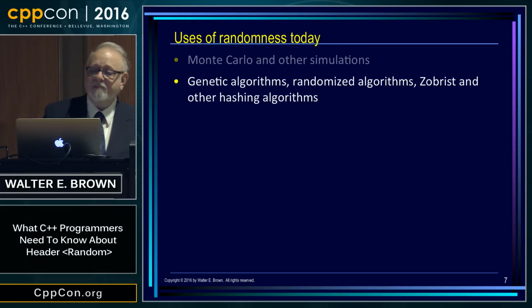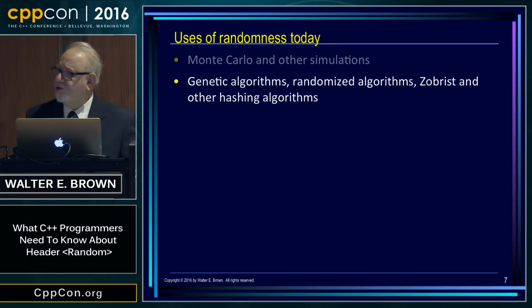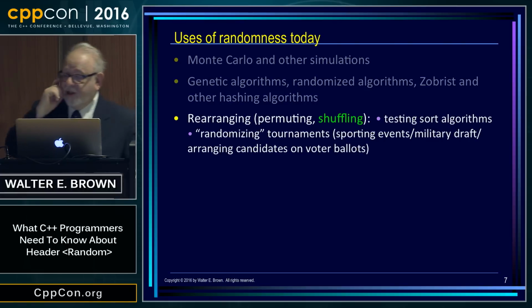There are genetic algorithms, randomized algorithms, hashing algorithms. Not too many people, I've discovered, know about something called Zobrist hashing. It's interesting. It applies to board games, for example. Rearranging, which most of us know better as shuffling, is a very common application of randomness. For most of us, or many of us at least, we use it to test sort algorithms, but it is used in so-called randomized tournaments, which covers everything from sporting events to the military draft. If you ever want to see some fascinating history, look at the first random draft of the US military. It's a horror story.